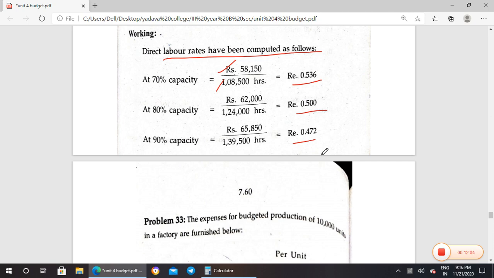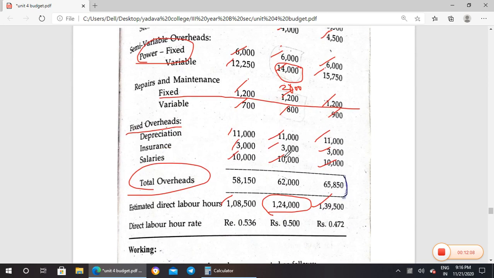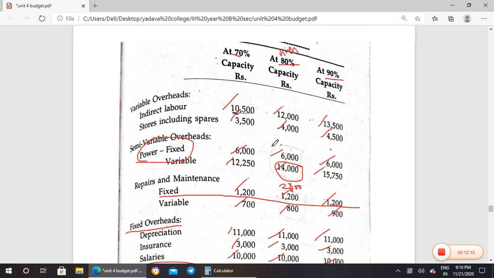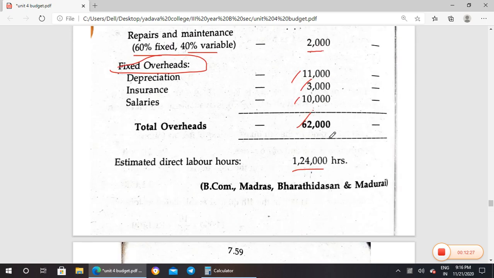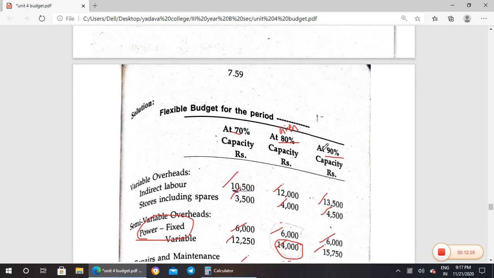So direct labor hours will be calculated like this. This is the method for the flexible method. With the help of the given percentage, we have to calculate the estimated percentage, that is, they have expected to do 70 or 90. Sometimes they will have 60 and 70, sometimes 40 and 60. Depending upon the capacity percentage they may ask, we have to do it like this.